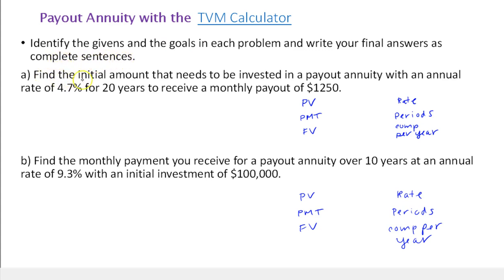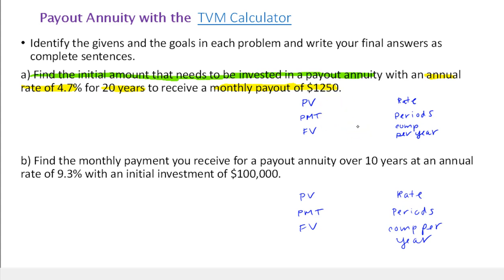So we have: find the initial amount that needs to be invested, so that's our goal, in a payout annuity with an annual rate of 4.7% for 20 years to receive a monthly payout of $1,250. Okay, so the calculator asks for the same information whether it's a savings annuity or payout annuity. It's just a matter of what values we put in the boxes.